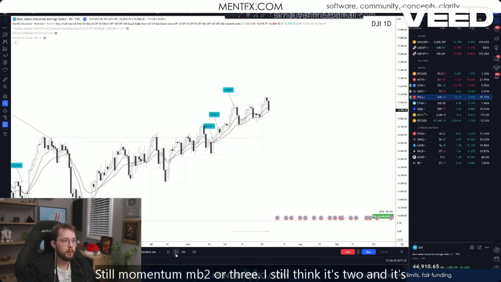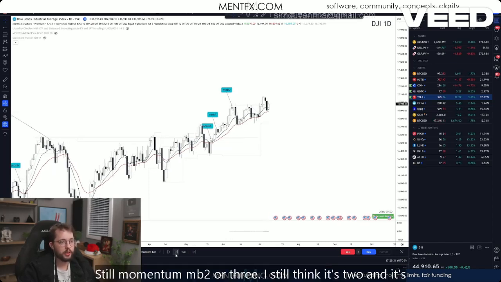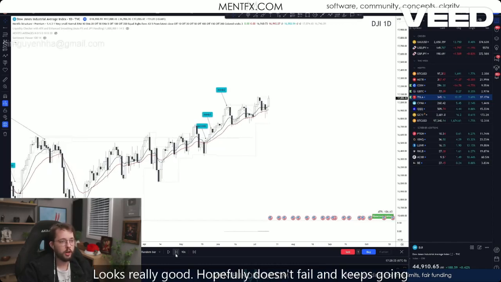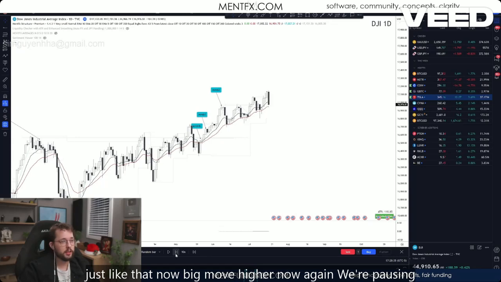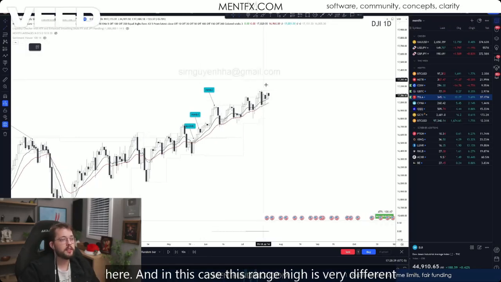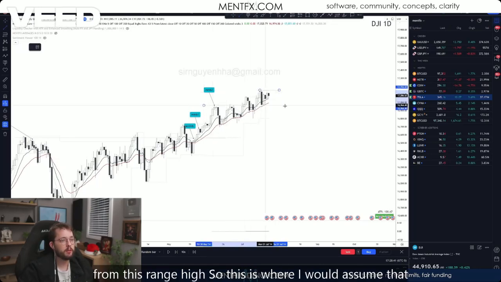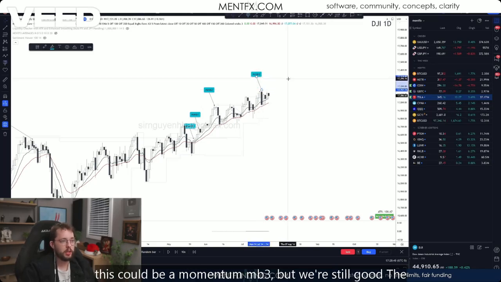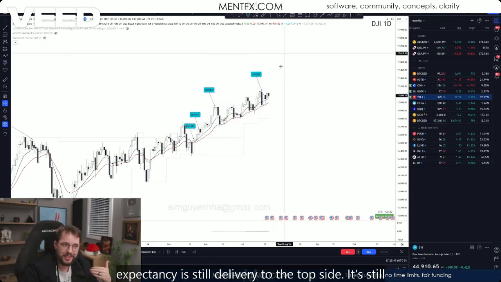Fantastic. Still momentum MB2 or 3. I still think it's 2 and it still looks really good. Hopefully it doesn't fail and keeps going just like that. Now big move higher. Now again, we're pausing here, and in this case, this range high is very different from this range high. So this is where I would assume that this could be a momentum MB3, but we're still good. The expectancy is still delivery to the top side.